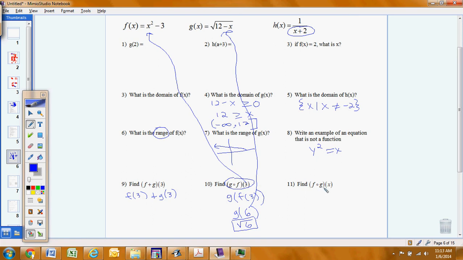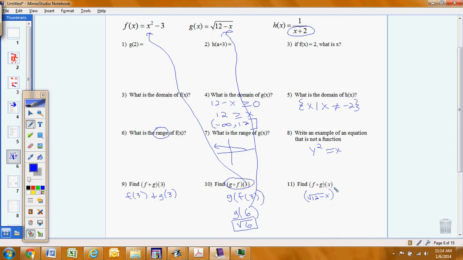This is f of g of x. Same type of thing. You just plug x into g, which it already is. There it is, square root of 12 minus x, and then plug that into f. If we plug that into f, you'd end up squaring the root of 12 minus x. So you just end up with 12 minus x, and then minus 3.